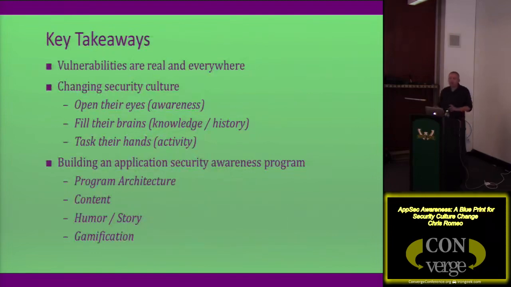So a couple of takeaways here. Vulnerabilities are real and everywhere. We saw that in that Veracode OWASP top 10, and we know that from our own existence in our own companies. If you want to change culture, it starts with opening the eyes. That's the awareness side. Filling the brains with knowledge and history of where you've been and where you're going. And then tasking those same hands with activity. I think of the programs as architecture, content, humor and story, and then gamification. You need all of these pieces to have a successful program that people actually enjoy. You can get away with leaving some of them out, but you're not going to have the same impact as you do if you do all those things.